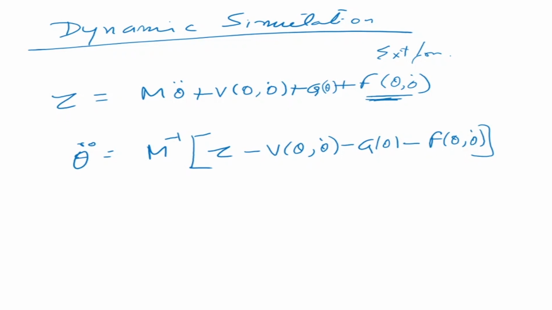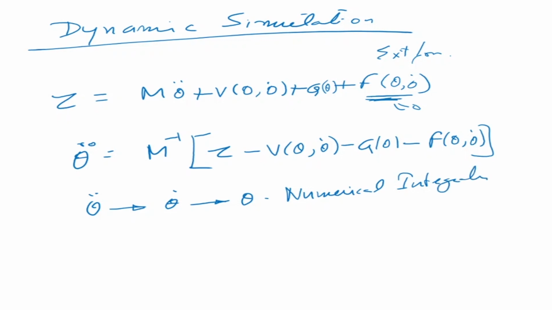And this can also be made equal to 0. Now this is going to give us theta double dot, and you have to find the rest by integration. From theta double dot we can find theta dot, and then we can find theta. So we can use numerical integration techniques for doing this.